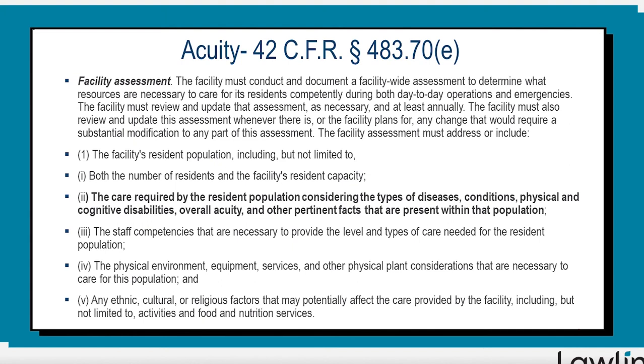The assessment must also address staff competencies that are necessary to provide the level and types of care needed for the resident population, as well as the physical environment, equipment, services, and physical plant considerations that are necessary to care for the resident population, and as well as any ethnic, cultural, religious factors that may potentially affect the care provided by the facility, including but not limited to activities and food or nutrition services.